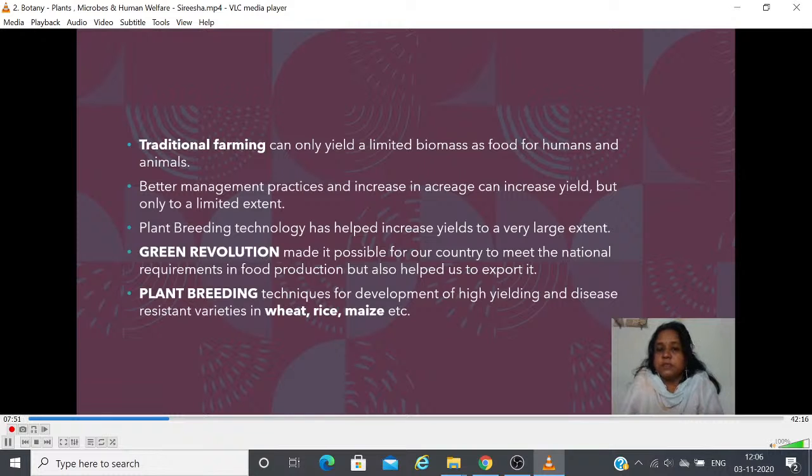In all these food crops we need the yield to be more. That is, there should be more amount of grains. So if we get more amount of grains, this food will be sufficient for the population. So this plant breeding technique is very much useful for the crop plants. And now let us learn about plant breeding.